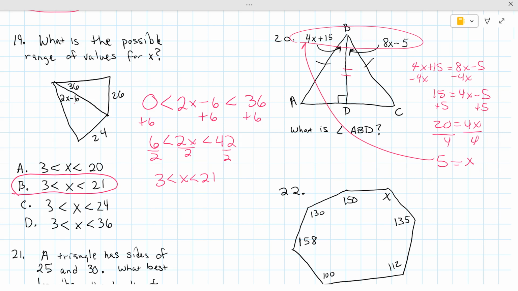So we stick 5 in for this one. 4 times 5 plus 15. 4 times 5 is 20 plus 15 is 35 degrees.